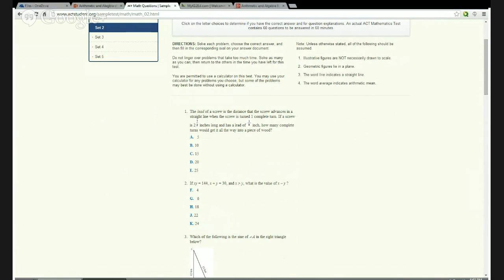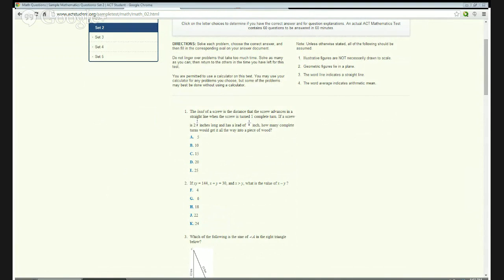So it says, the lead of a screw is the distance that a screw advances in a straight line when that screw is turned one complete turn. If a screw is 2.5 inches long and has a lead of 1/8 of an inch, how many complete turns would get it all the way into the piece of wood? So what we want to do here is first divide 2.5 inches by 1/8 of an inch. And we're going to do that skip, change, flip that I talked about.